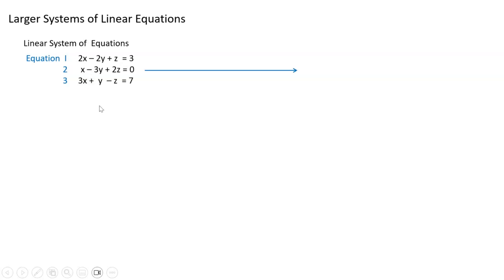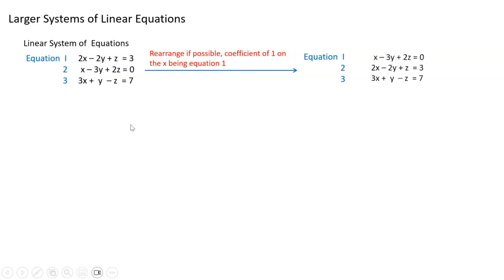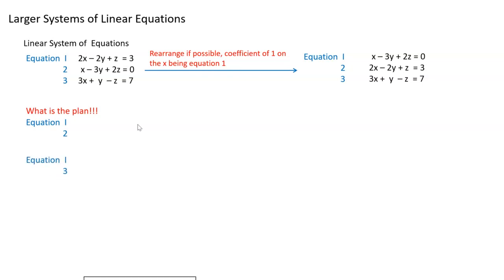So at the beginning, you can rearrange them. I can put here: rearrange for a possible coefficient of 1 on the x in equation 1. So I'm going to switch equations 1 and 2. Equation 2 will be number 1, and equation 1 will be number 2. Now here's a plan. I'm going to do equations 1 and 2, and I'm going to get rid of the x's. Then I'll do equations 1 and 3 and eliminate the x variables.